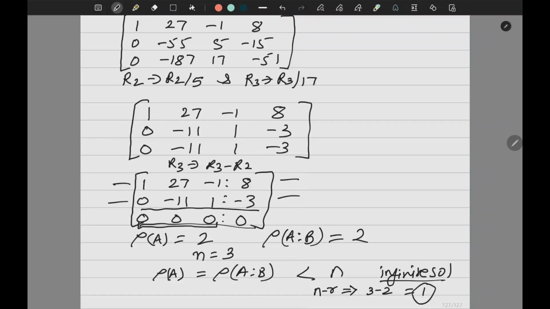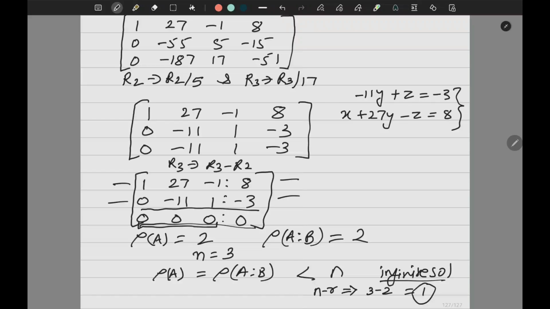If you see this row, 0x minus 11y plus z is equal to minus 3. And x plus 27y minus z is equal to 8. Now I know that to one variable I can assign any value, and obviously there are 3 variables and 2 equations, so you cannot get the unique values, right? So now it is up to you.